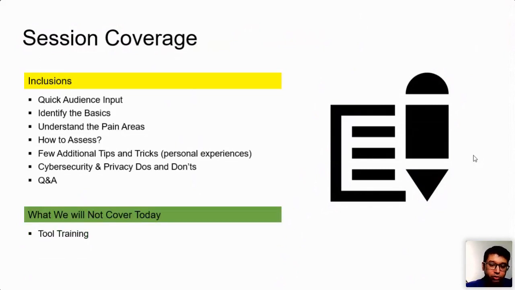What I would like to also emphasize is that this session will not talk about any tool training. So I will definitely touch upon how you can use things, but it will be from an ideation and overall guidance standpoint. It won't be a particular tool training.